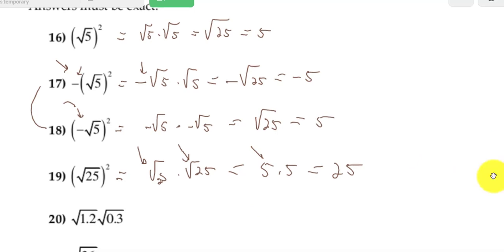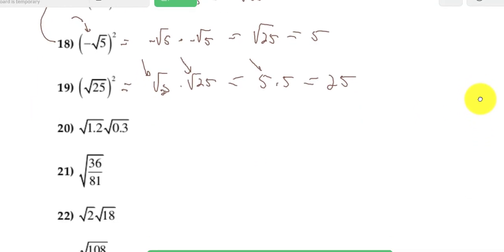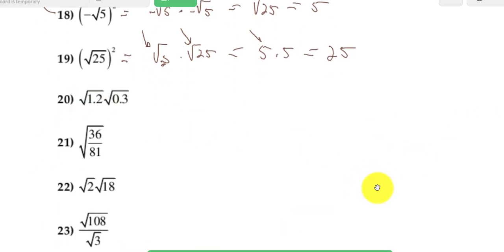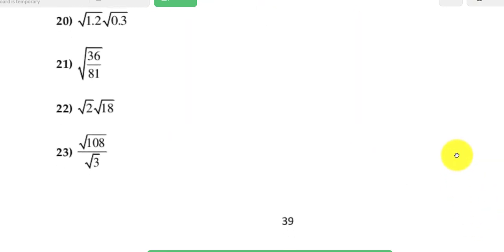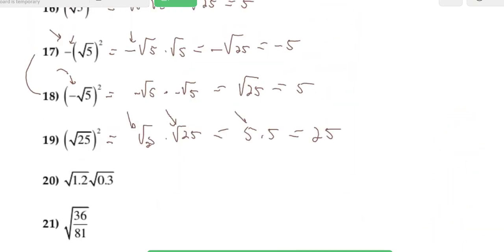So again, maybe practice a few of these at home. The answers to these are in the back of the book. If you have questions with these, let me know, and we'll work through it during a Zoom session. All right? Again, thank you for watching.